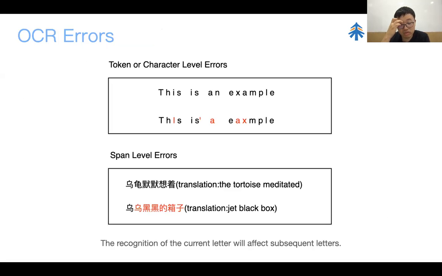So here we took two standard OCR errors. The first kind of error is token or char level errors. As you can see in the examples here, the OCR engine just cannot recognize some letters, or characters. The second type of error is span level errors. Span level errors are more tricky. It's because the OCR engine usually has a language model at the end, and the recognition of the current letter will affect the subsequent letters.